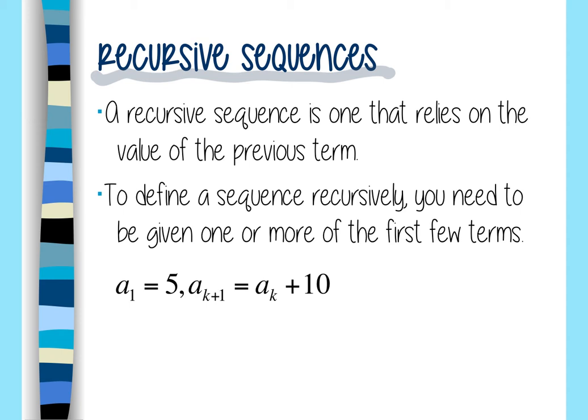So it says a recursive sequence is one that relies on the value of the previous term. To define a sequence recursively, you need to be given one or two of the first terms. So you can't find the terms in a recursive sequence without giving it a starting point. Whereas before I gave you an equation and I said find A1, I could say find A5, whatever it is. Recursive, they have to give you something.